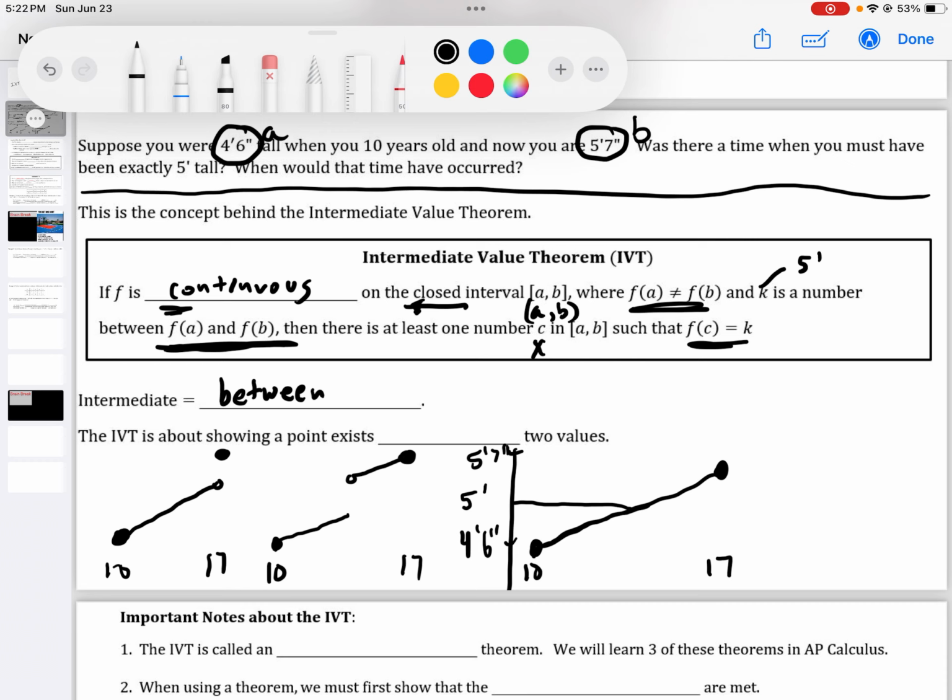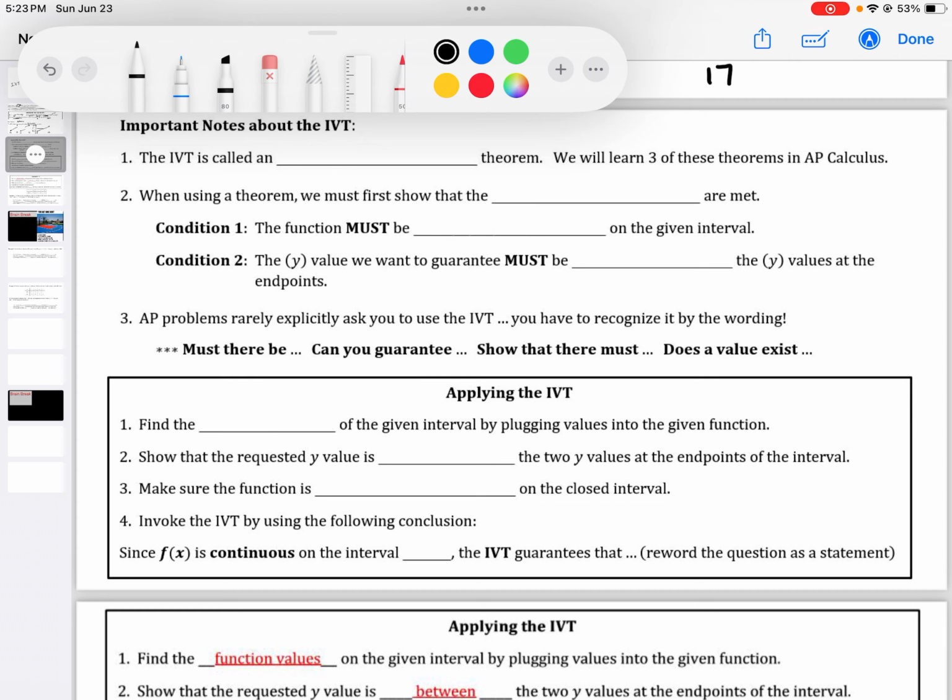So if the x's are in between and the y's are in between, we know there has to be the x that gives you that. All right, the IVT is about showing that a point exists between two values. So we're showing that if you started at 4'6" and ended at 5'7", at some point, we don't know when, but sometime in between there, you were 5 feet tall. That has to exist at some point.